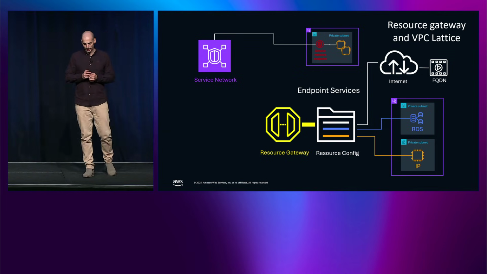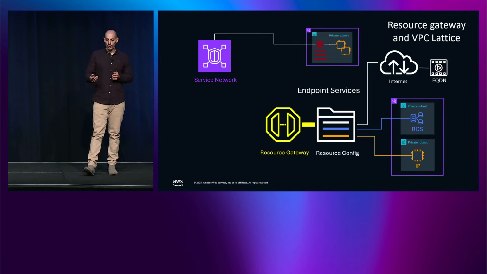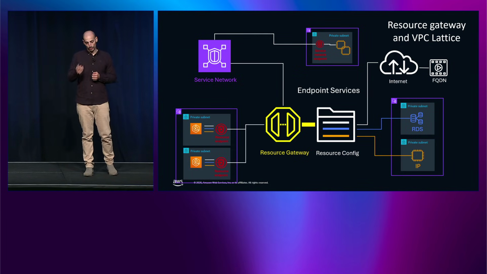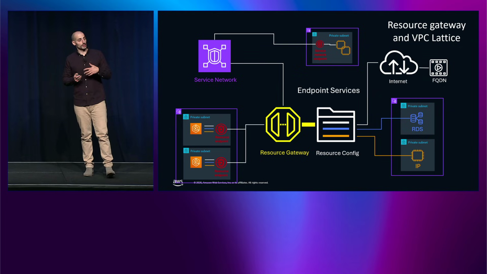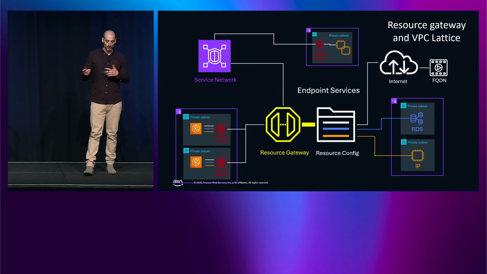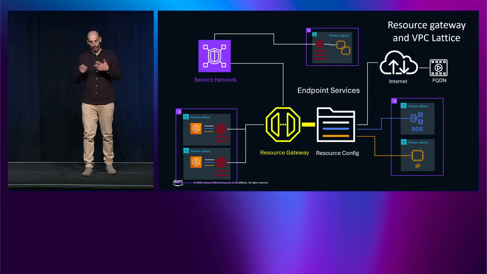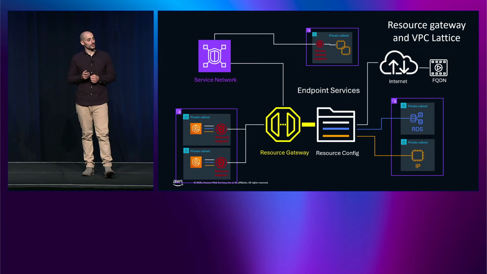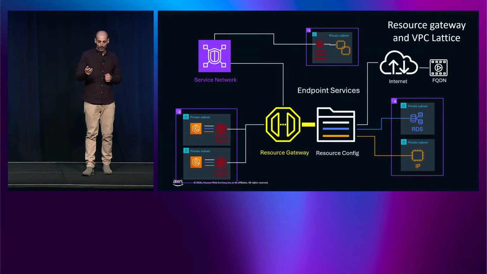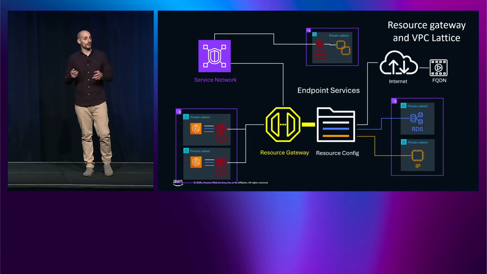Once you've got that resource configuration, you'll be able to connect to that resource gateway either by using a resource endpoint, which is basically a kind of private link access to the resource gateway, or through the Lattice service network. And your clients in that subnet can connect to the service network either by associating the VPC to Lattice or by using the service network endpoints.